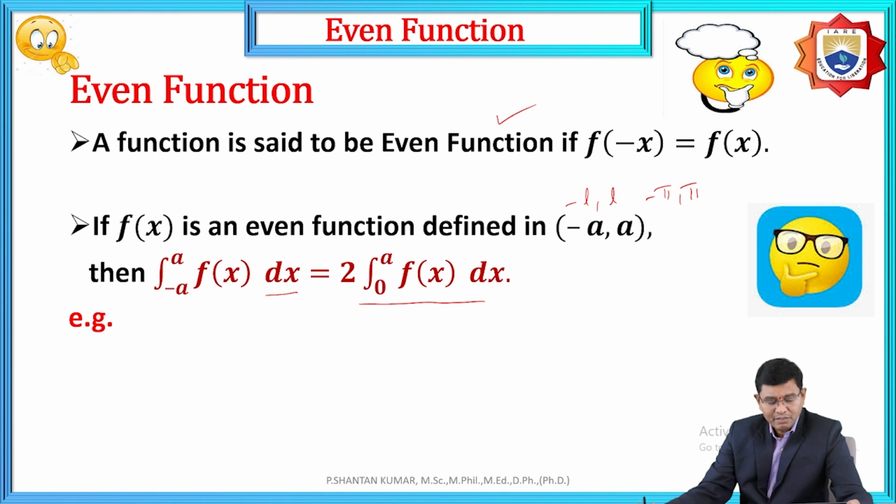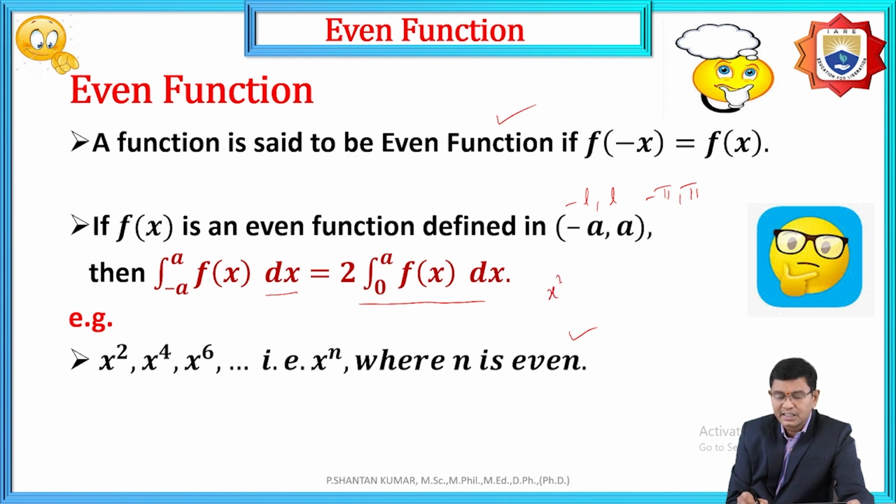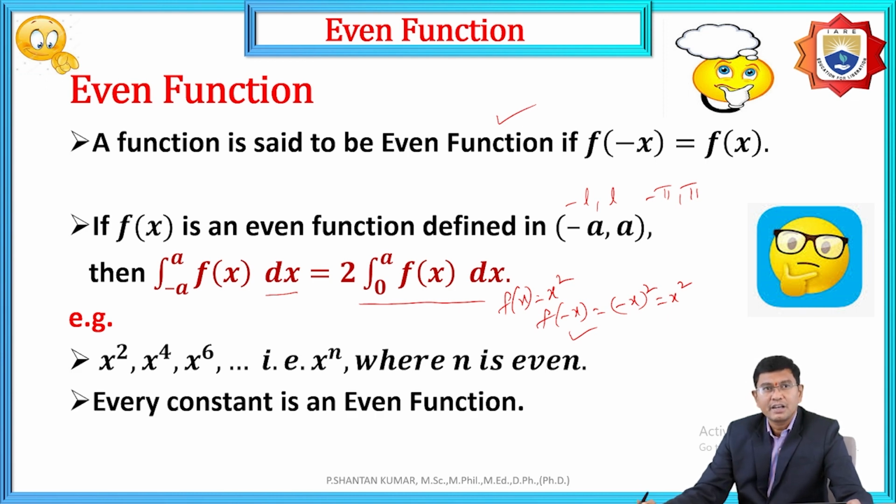Examples of even functions are x square, x power 4, x power 6, and so on, x power n where n is even. For example, consider x square as f of x. By the definition, when we replace x with minus x, minus x whole square is equal to x square. This is what it means for the function to be even, with f of minus x equal to f of x. And every constant function is an even function.